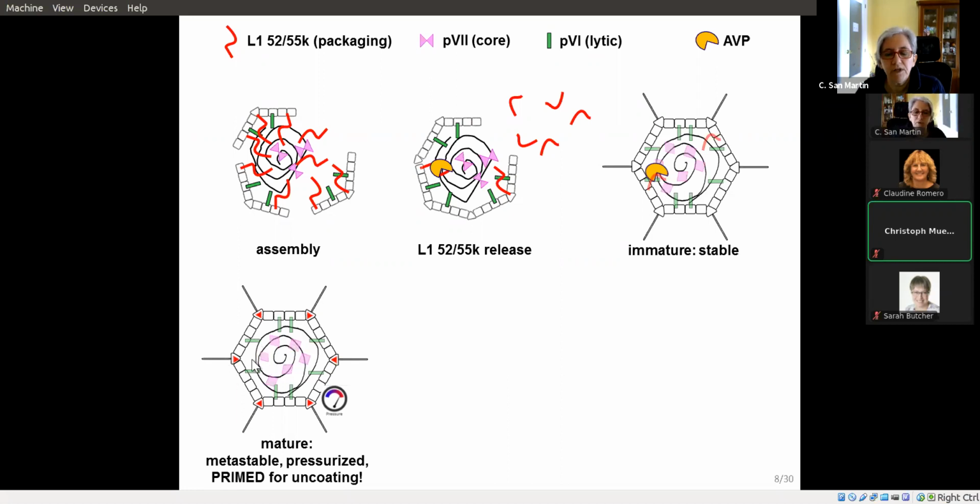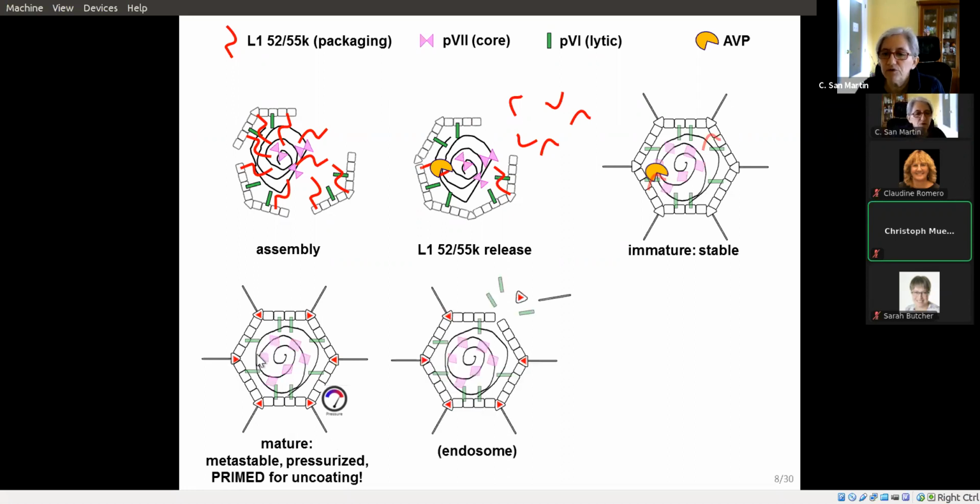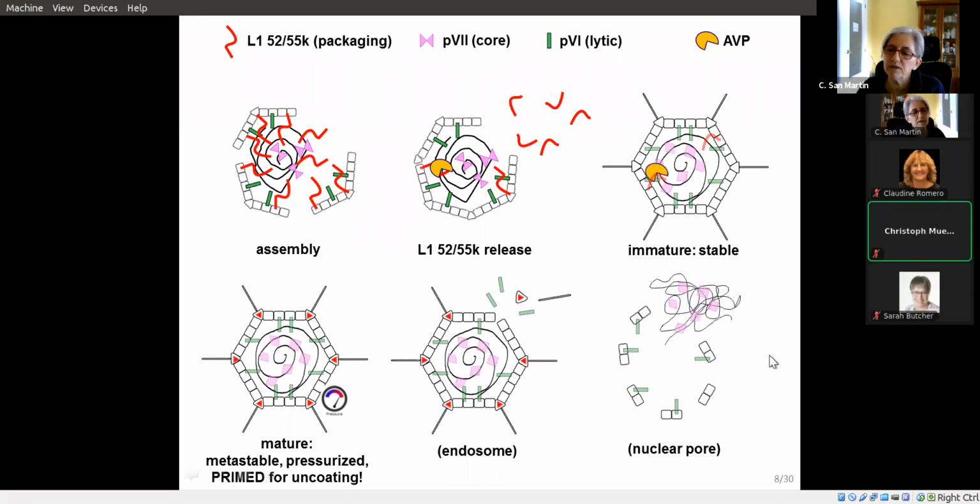So all in all, this makes the particle metastable, primed for uncoating, so that when it receives the correct stimulus, such as binding to the receptor or acidification in the endosome, the weakest part of the capsid, which are the pentons, gives way and opens a hole through which the lytic peptide can be released for endosomal escape. And finally, at the nuclear pore, the particle is completely disassembled, and the genome, together with the core proteins, enters the nucleus.